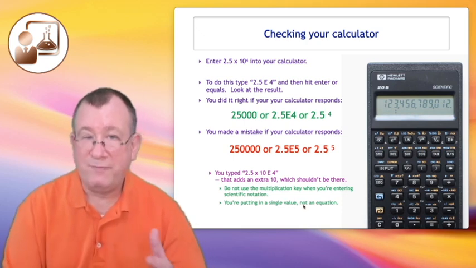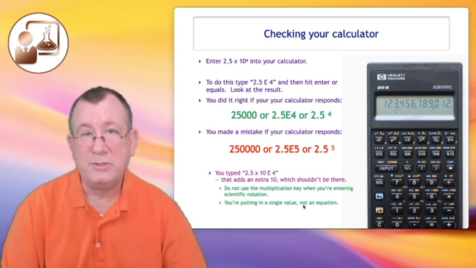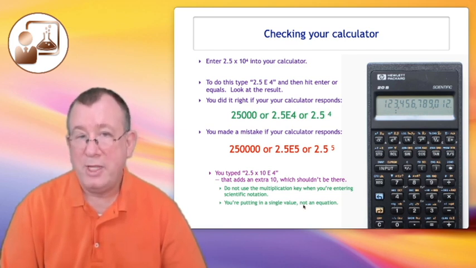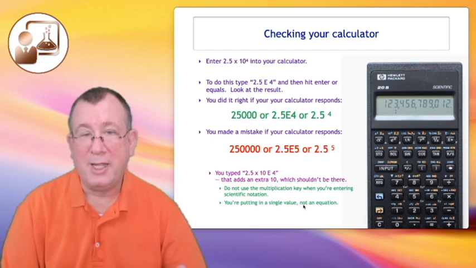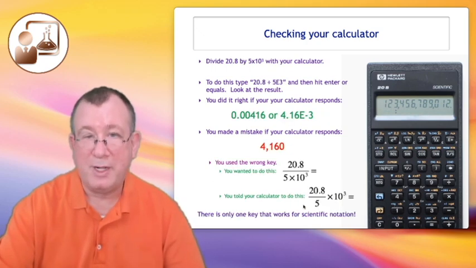If you take the following number, looks like 25,000, and you want to put it into your calculator as 2.5 times 10 to the 4th, the way you put that into your calculator is 2.5 and then the E or the EXP key to the 4th. And then hit equals, and that will show you the number. If you use the wrong key for this, you're going to have some problems.